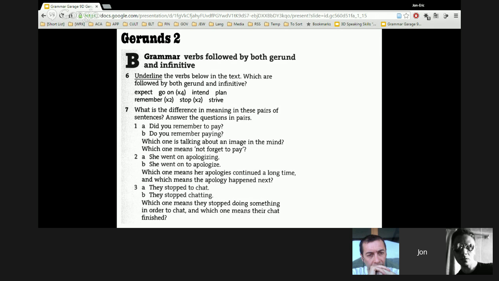Oh, wait. Let me just double check if I have the right page number here. 108. Yeah, okay.